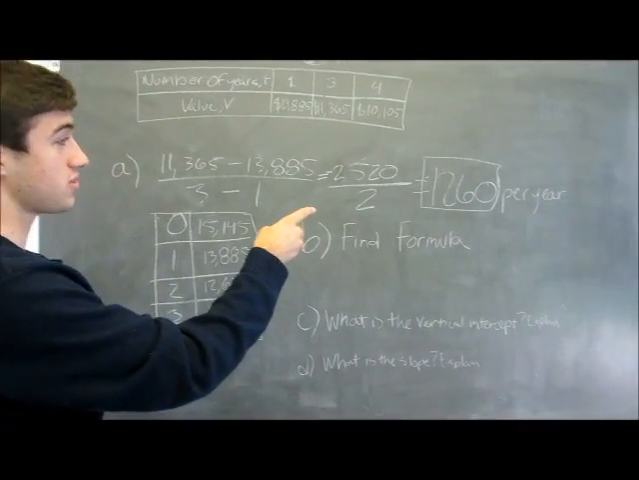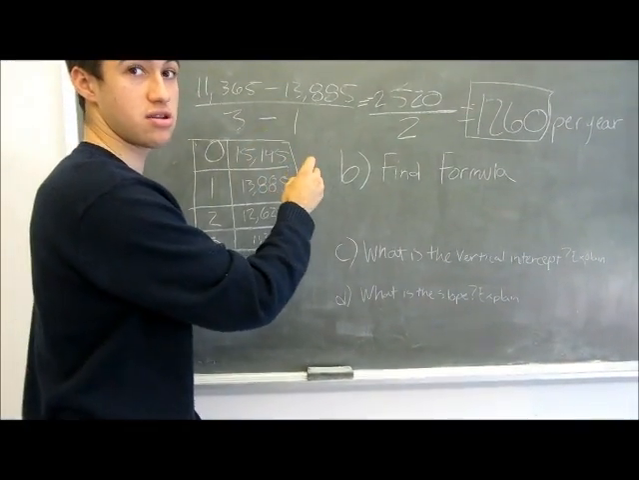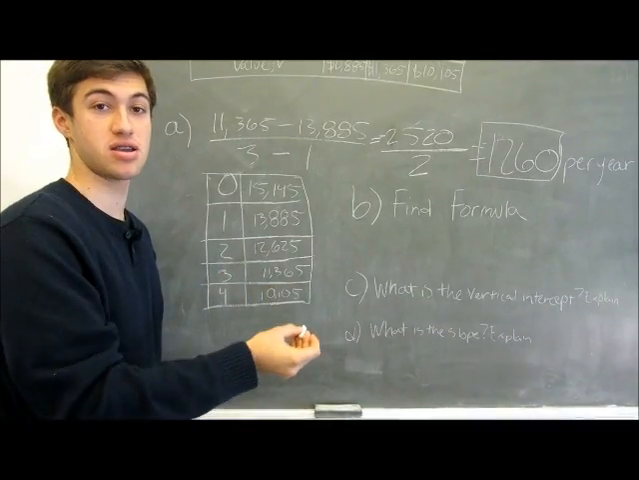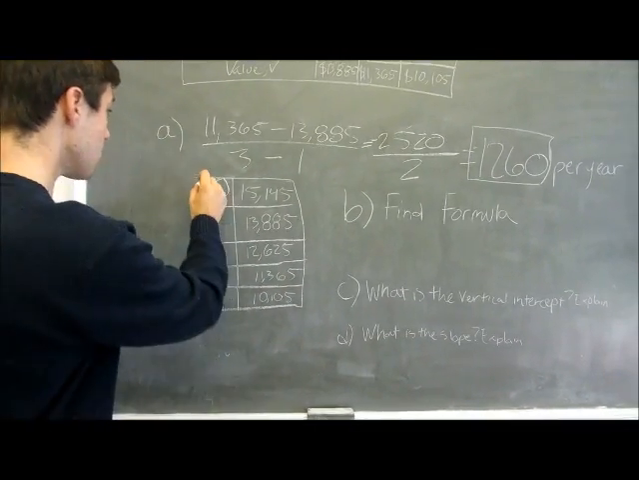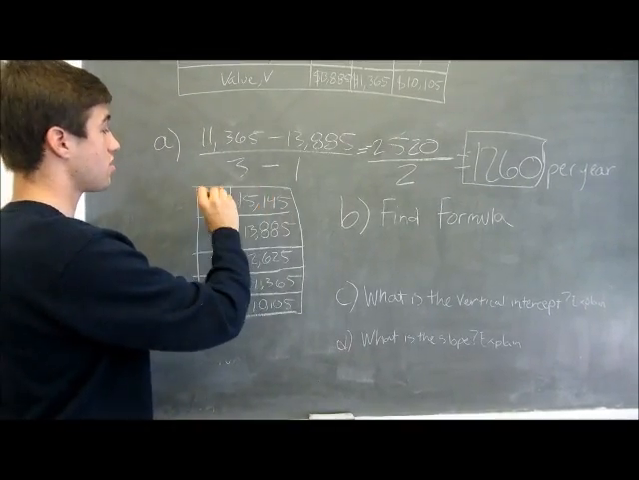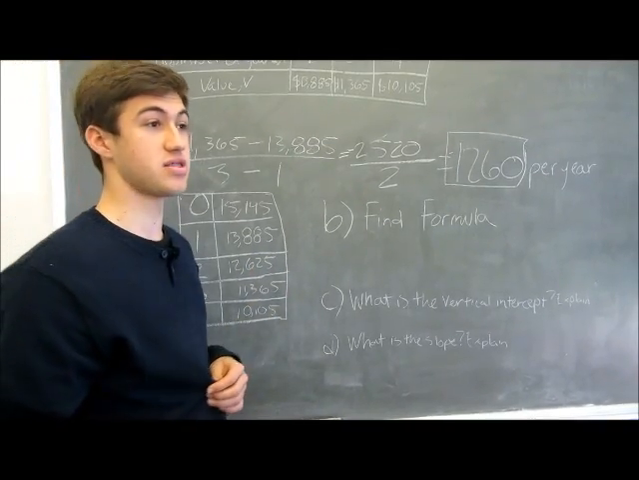So knowing that, we can apply that to all of this and find, first of all, the initial value of the car, and then we can also use this to find the second year's value of the car. So this is a more updated table, and shows us all the years and all the values of the car.